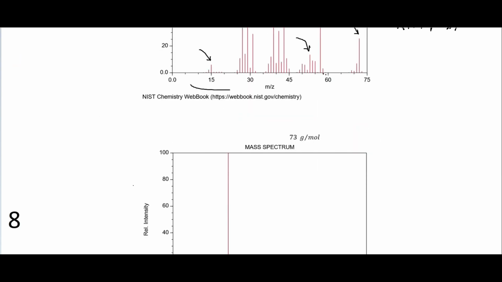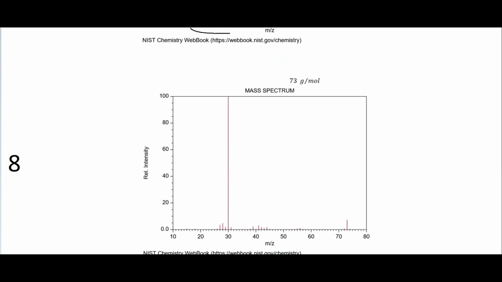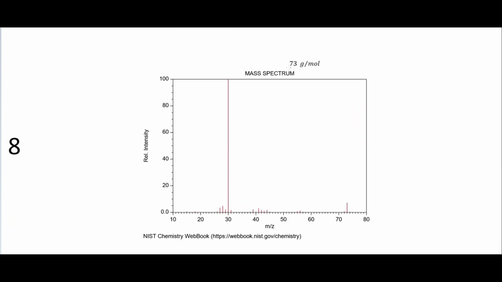Then on our next one here, the first thing to notice is we have this odd M plus right here, which does show up on this, and we have this even fragment, so that tells us that we probably have a nitrogen here.